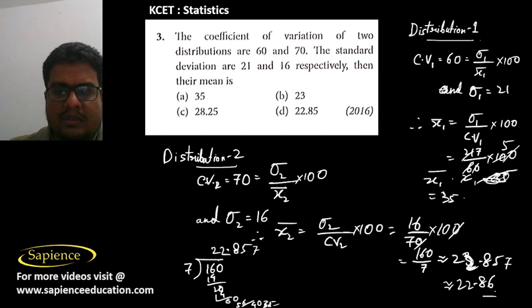So it means that for the first distribution the mean is 35, and for the second one it is 22.85. So options A and D are correct.